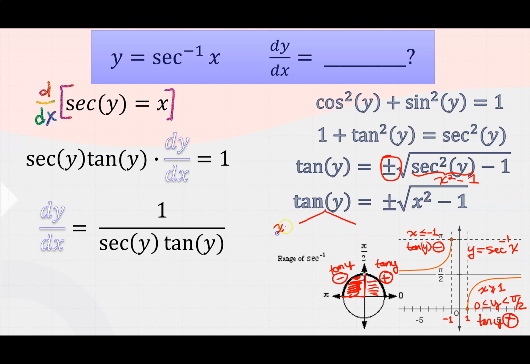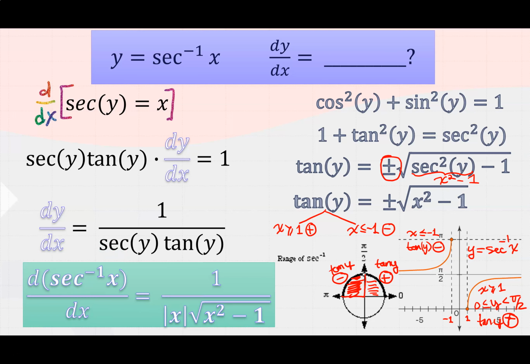We would say if x is greater than or equal to 1, then it is positive. And if x is less than or equal to negative 1, then the tangent of y is negative. Now to address that, when we go back to our derivative here, we would say the derivative of inverse secant of x is, and I put the absolute value there to denote the fact that it could be plus or minus.